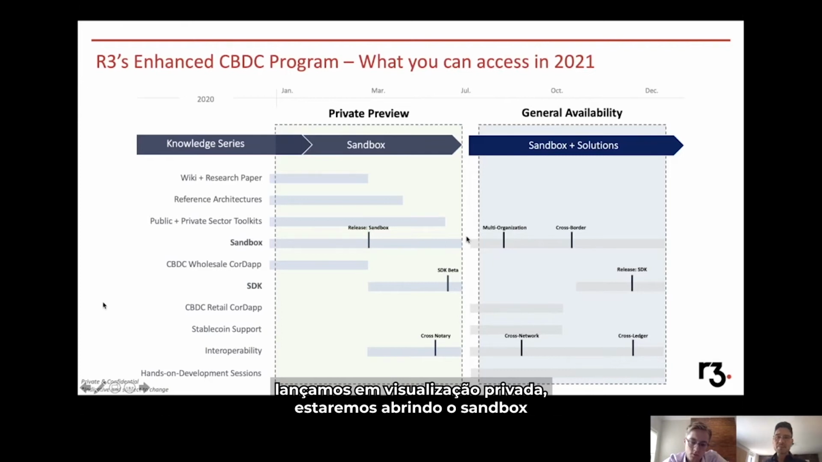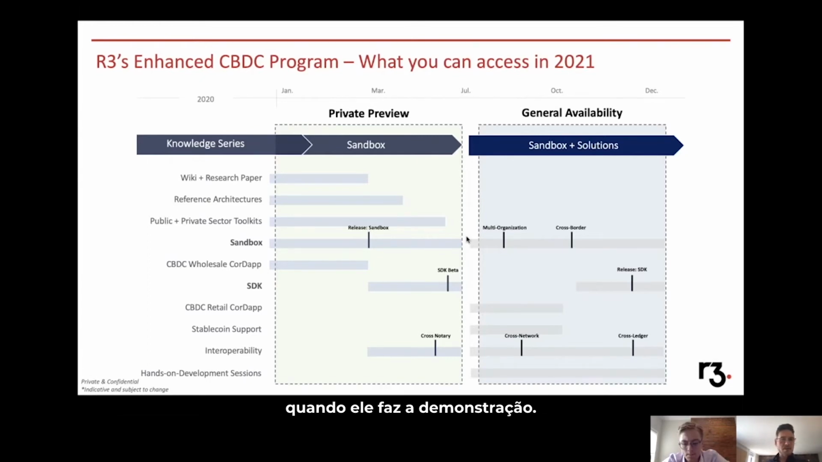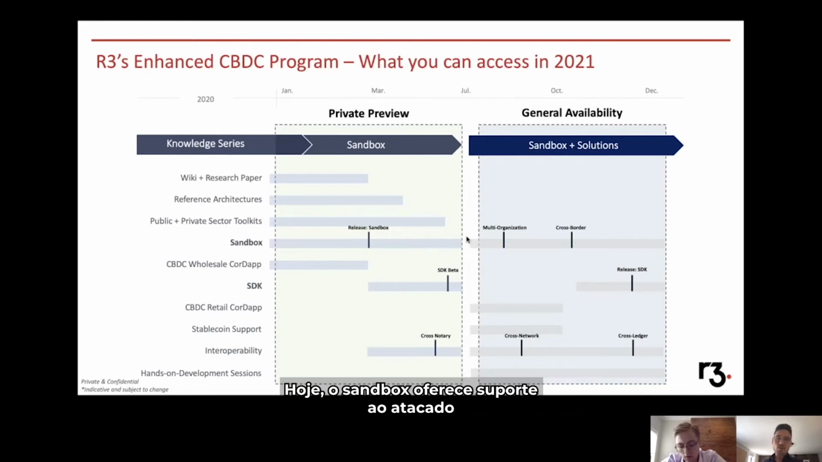We will be opening up the sandbox to general availability in July, and Austen will talk a little bit more about some of those features when he does the demo. So we do have wholesale and retail capability that we'll be supporting in the sandbox. Today, the sandbox supports the wholesale leg, and once we launch in July, we'll start working on the retail side. We'll also have stablecoin support. We have an SDK that we'll launch in order to extend the capabilities in the sandbox.